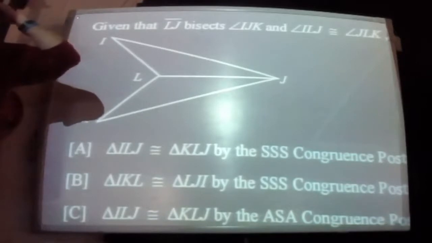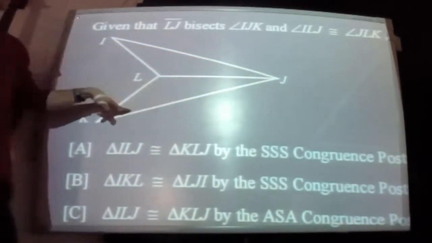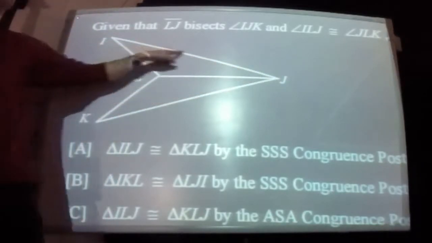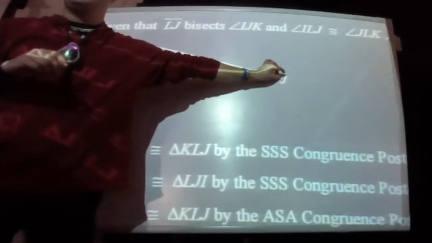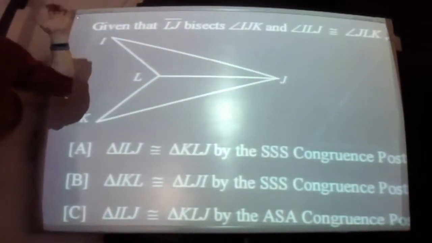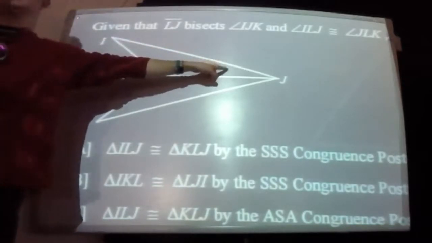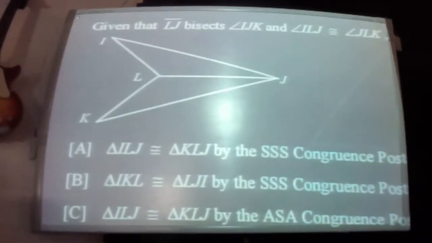Where? Look with your eyes. Where is IJK? The angle IJK. It's this angle right here. If this was like an arrowhead, it's the tip of the arrowhead. We were told it was bisected, so what does that mean? Cutting it into two equal parts. The part above is equal to the part below it.